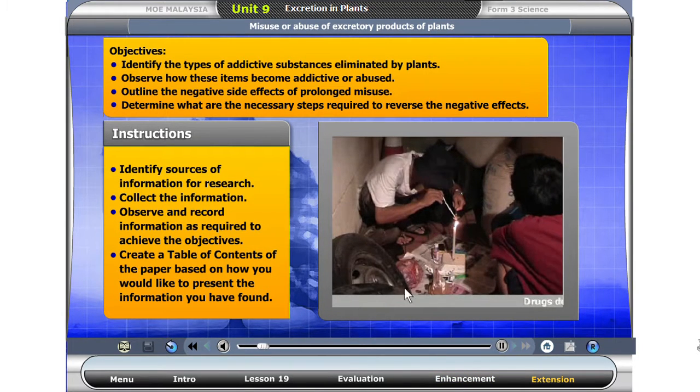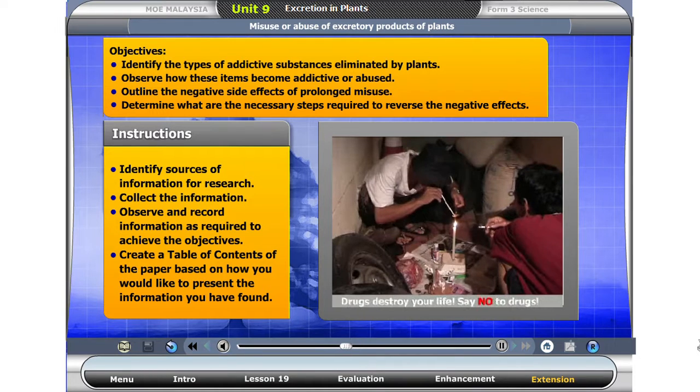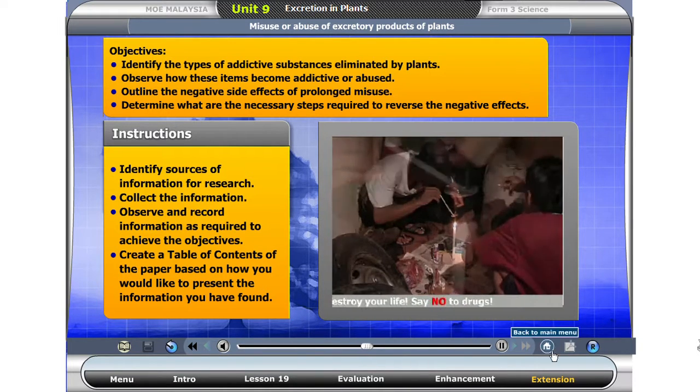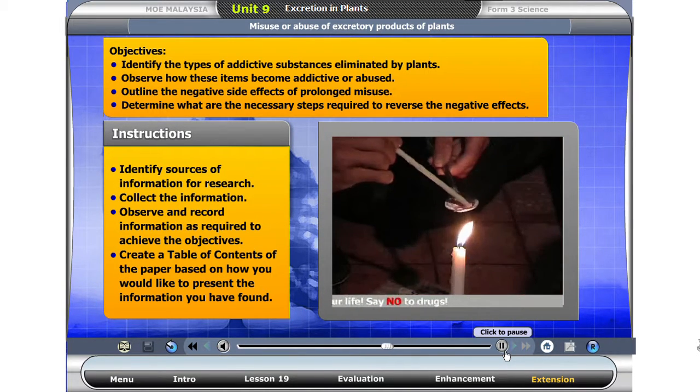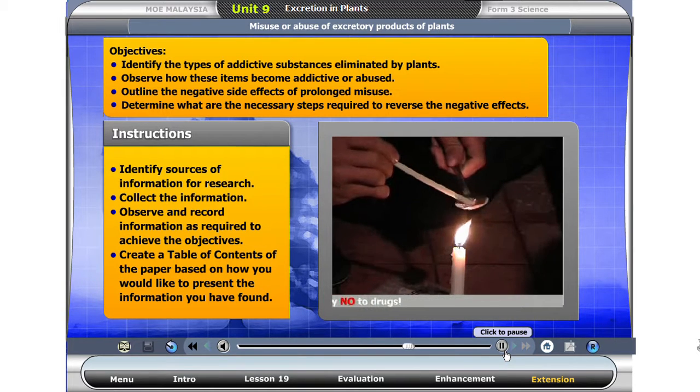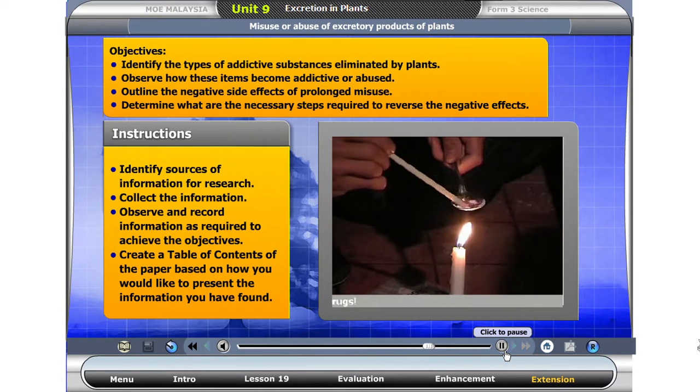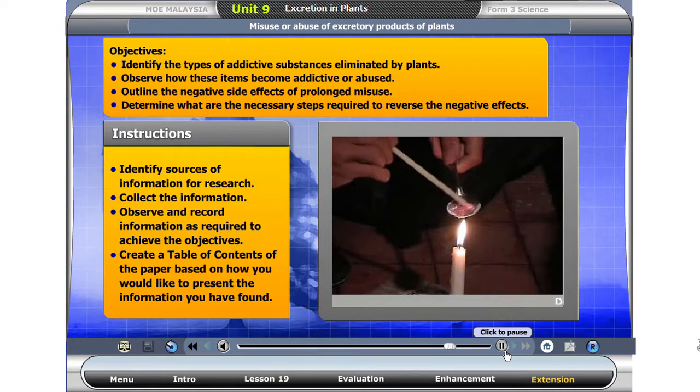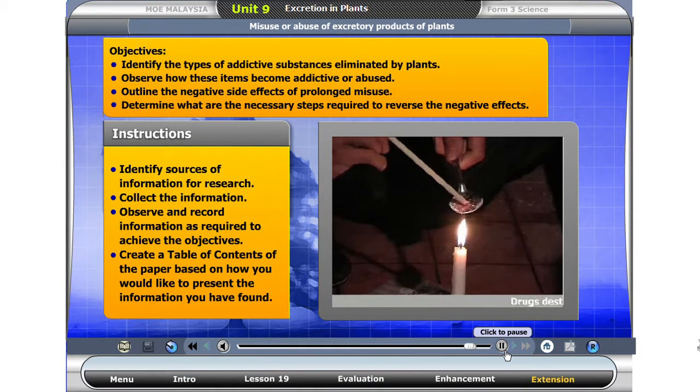Even plants can be misused or abused. Identify the types of addictive substances eliminated in plants. Observe how these items become addictive. Outline the negative side effects of prolonged misuse. Determine what are the necessary steps required to reverse the negative effects.